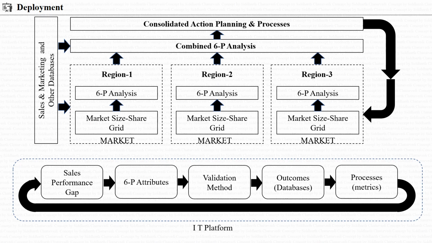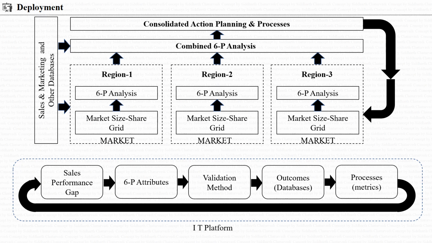Start by listing down industry-specific attributes for each of the 6Ps in detail. Next, look at a validation method that assesses relative performance on each attribute. The validation method may or may not be in current use. If it is not being used today, then it serves as a prompt for using it in the future. The outcomes of validation methods shall be in the form of marketing and other organizational databases. Depending upon the issues faced, organizations have processes to address them.